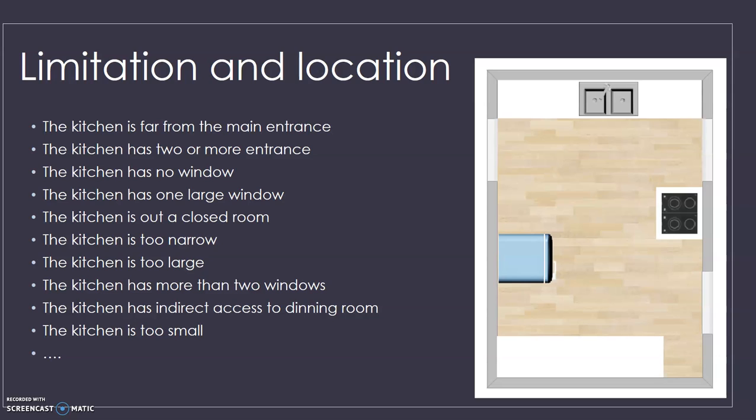Being too small is also another thing, especially in older homes when they didn't have any dishwasher, and now you need to add one. You have to think where you can put it.